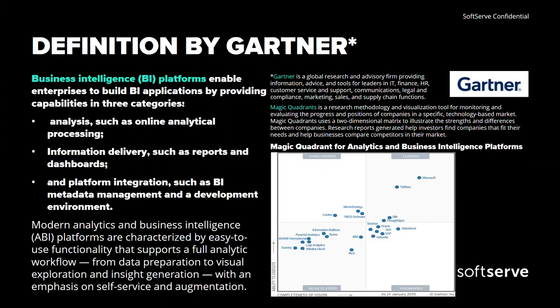And the main interest in their product for me is the Magic Quadrant. Each year in February, they provide this comparison of software in each category. And we're interested in the category of analytics and business intelligence platforms. They're divided into four quadrants and placed according to ability to execute and completeness of vision. There are four categories: niche players, visionaries, challengers, and leaders.